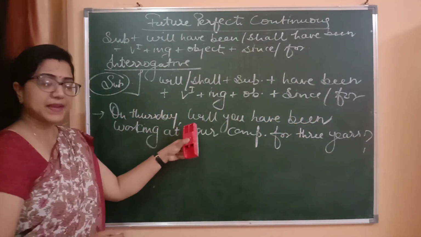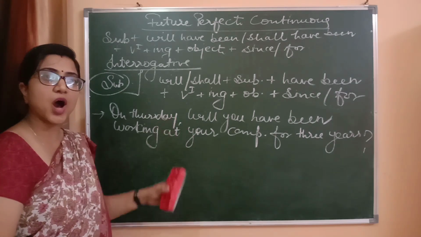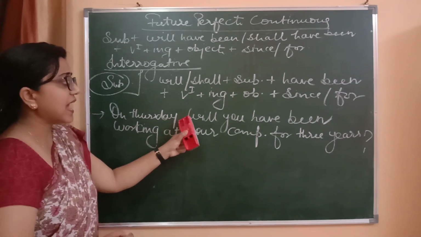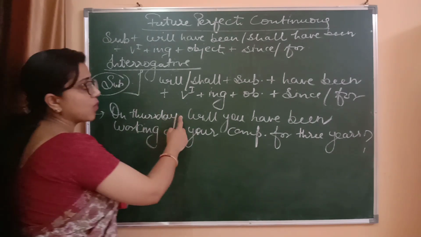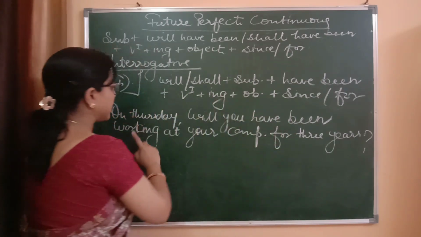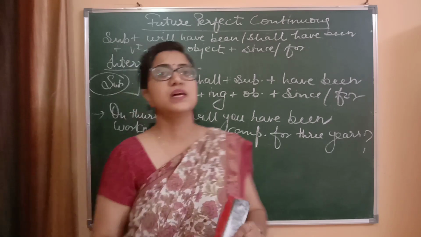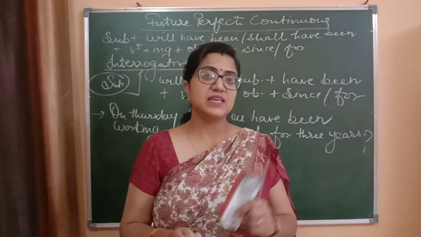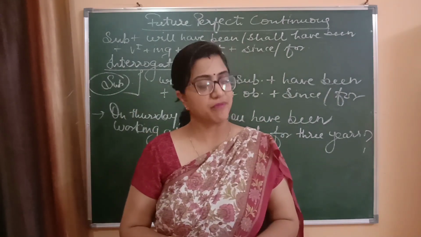And if you are adding why, when, how, you can add at the first. How will you have been? Okay, on Thursday, how will you have been working at your company for 3 years? These are the patterns of future perfect continuous.